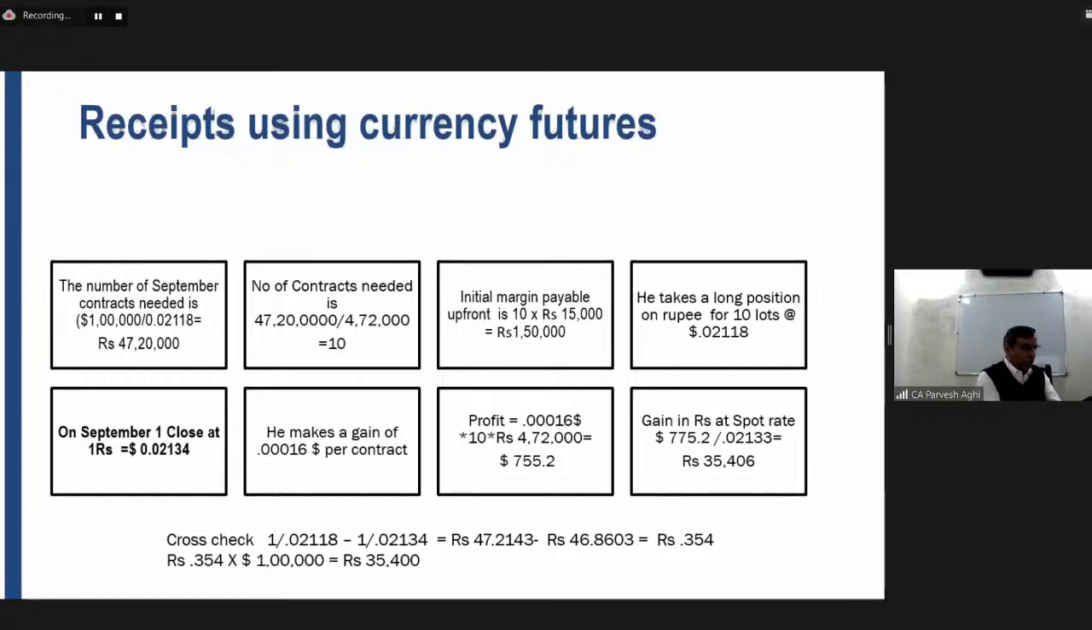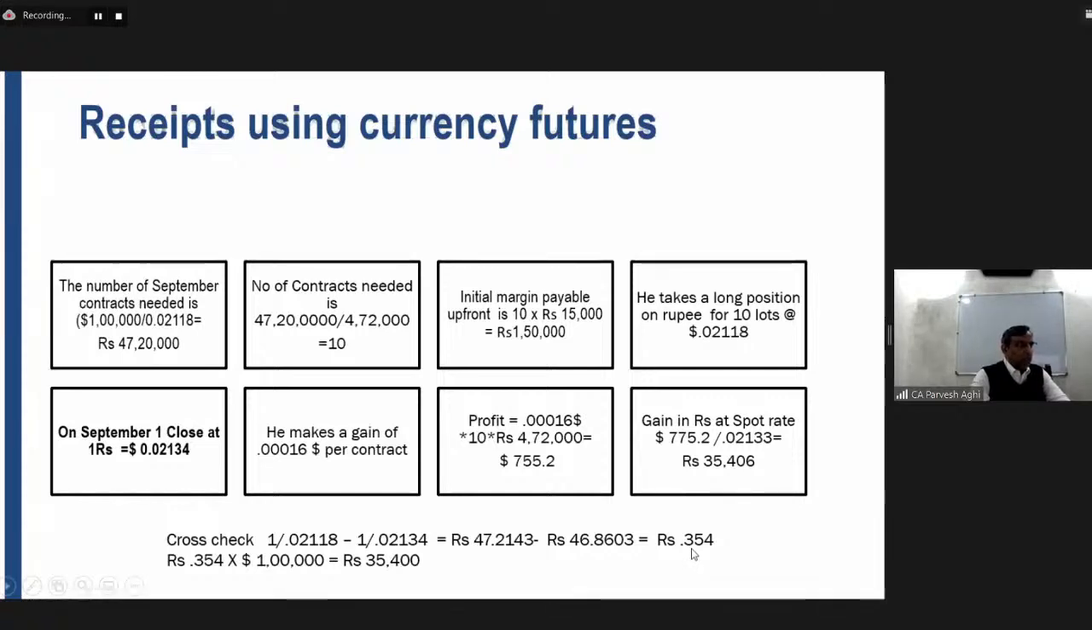So here what we have done is basically we have checked what the dollar rate of the futures was at the beginning, and what it was at the end. At the beginning it was 47.2143. At the end, it was 46.86. So that means he has made a gain of 0.354. This is the gain which he has made on the contract.